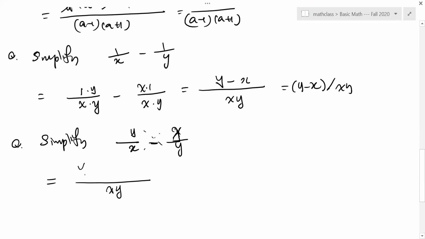So y times y is y squared, x times x is x squared. Then it's just one step, right? Just one step. Alex, your typed notation is wrong. You should type a parenthesis, y squared minus x squared, then over xy, if you have to type it like that.